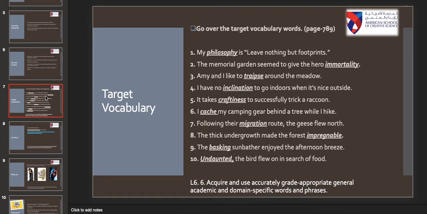These are the 10 new vocabulary words in this selection. They are being used in 10 different sentences. You need to go through the 10 sentences to read them and try to figure out the meaning of the underlined word using the context clue. You may refer to page 789 in the textbook.